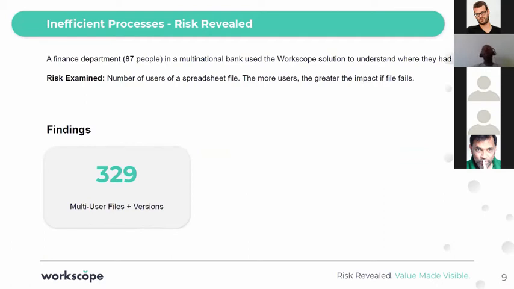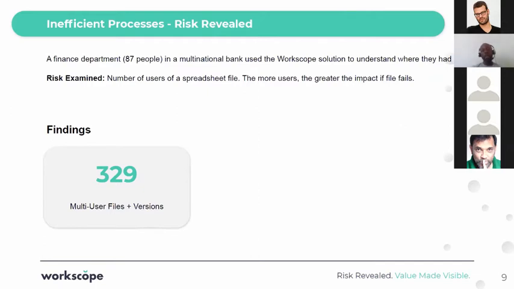They really wanted to know, how many multi-user spreadsheets do we have? When we looked across this department, we found only 329 multi-user spreadsheets, which includes copies of spreadsheets. To them, they were very satisfied that there was no longer a problem because it was a small number of spreadsheets which they could manage. But our platform dug a bit deeper. So this was the risk revealed.